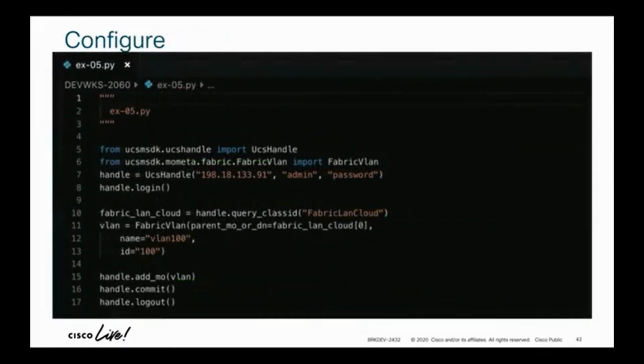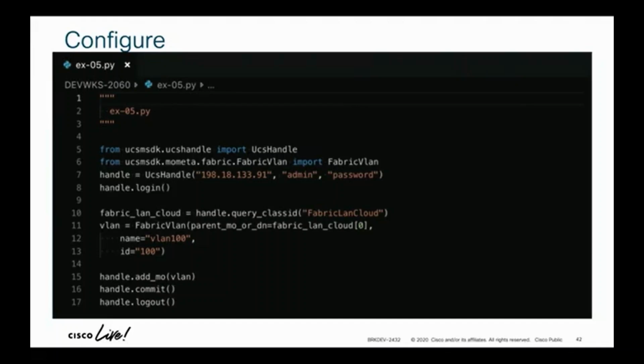A configuration script, this is how you make a VLAN. How do you make a VLAN in Python? Well, the first thing you do is find out where the LAN cloud is. On line number 10, fabric_lan_cloud equals handle.query_classid fabric LAN cloud. There's only one LAN cloud. So when I make my VLAN on line number 11, I instantiate a fabric VLAN object. I say that the parent of this object that I'm creating is the LAN cloud.